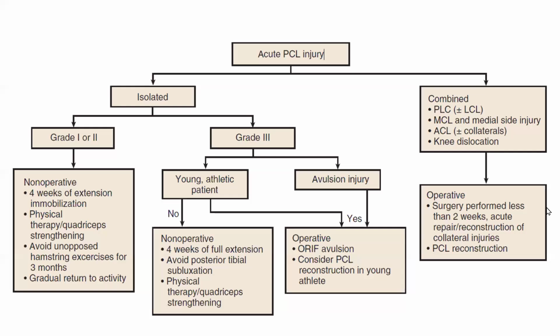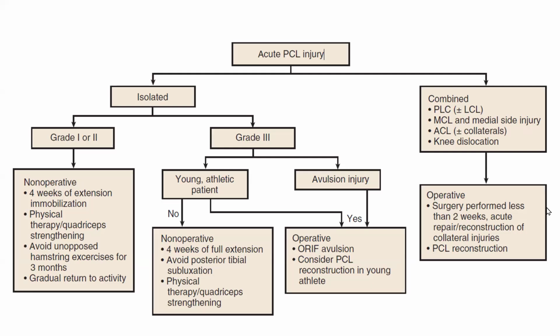And this gives you an algorithm of what you should do with an acute PCL. If it's isolated and if it's grade 1 to 2, you treat them conservatively. If it's grade 3 and you have a young athletic patient, we don't operate often. Usually, we put them in an immobilizer, full extension, we avoid posterior tibial subluxation, and we give them physical therapy and quadriceps exercise. If we have an avulsion, of course, we have to operate.